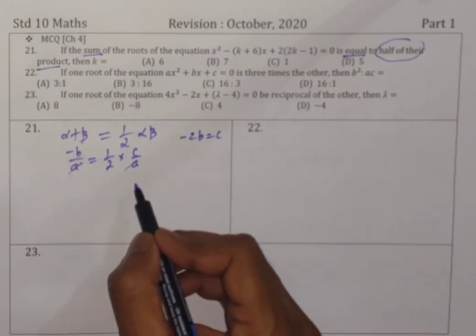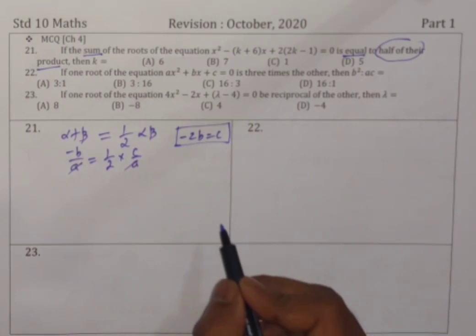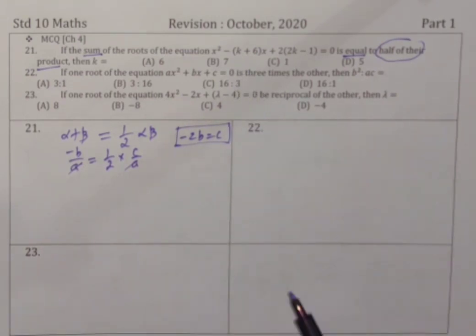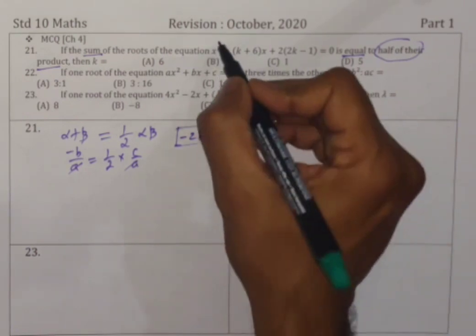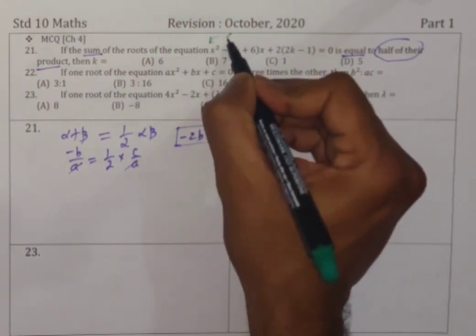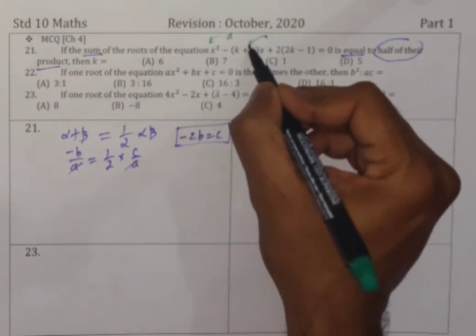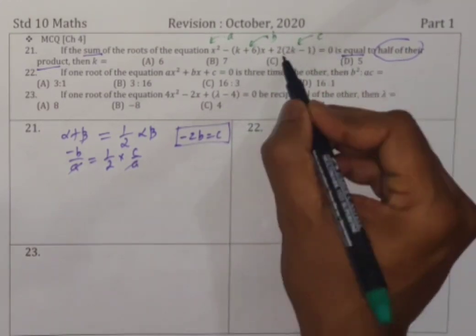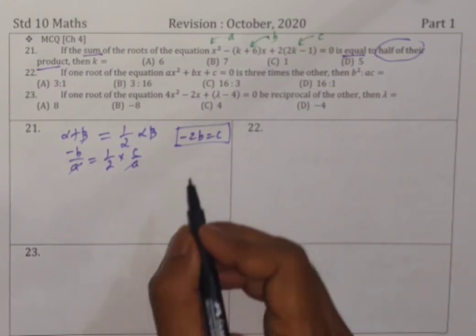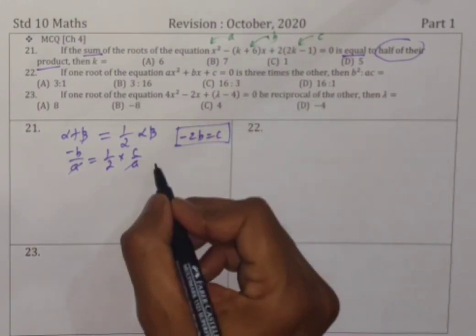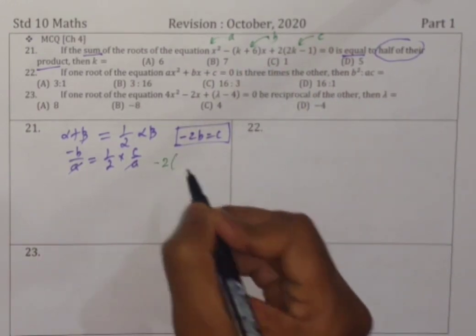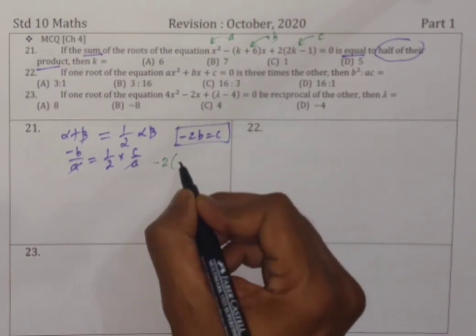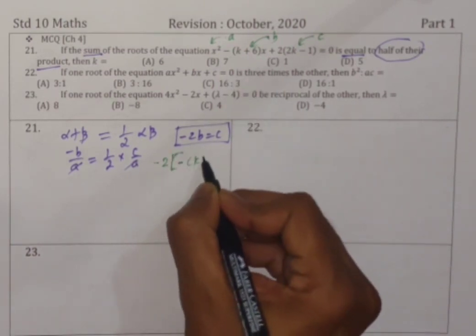I cross multiplied by 2, so we got one equation. Okay, now see, this is already in its standard form. The quadratic equation is in standard form. So what is a? 1. What is b? Minus of bracket. And what is c? 2 times bracket. Put the value. You need the value of b. So minus 2 into minus of k plus 6.